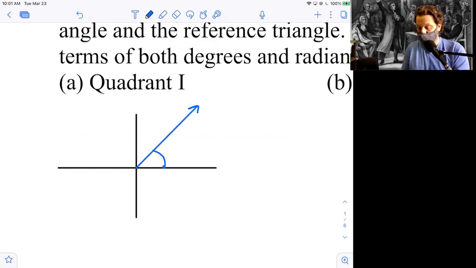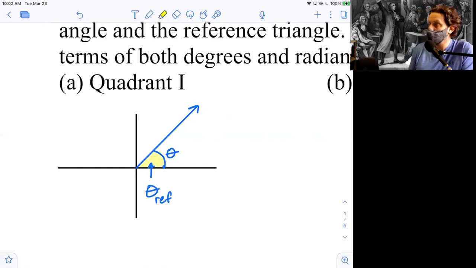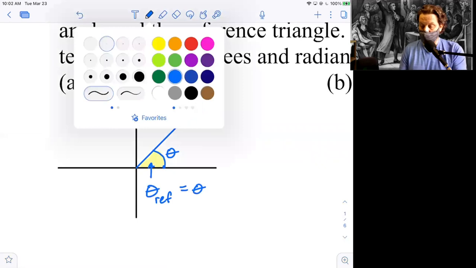So in this case, this angle is theta, but this is the reference angle, isn't it? We talked about the reference angle being the positive acute angle that's formed between the terminal ray and the closest x-axis, okay? And in this case, theta ref is actually equal to theta, okay, because they're both positive and acute. Now here's what we're going to do, something a little bit different.